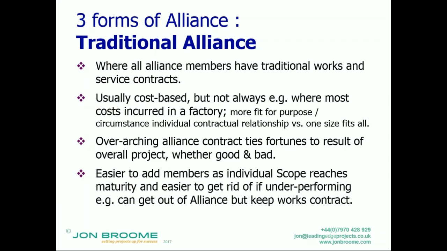And then an extra contract is added on top, which ties the fortunes, good and bad, of people to the overall project. The advantage of that is it's easier to add members as the individual scope for those packages reaches maturity, and it's easier to get rid of an underperforming one. If a partner is underperforming, you can effectively kick them out of the alliance but still keep the work scope, or alternatively just kick them out altogether through the termination procedures. There's no NEC4 traditional alliancing contract. I think I prefer that to the pure alliance.